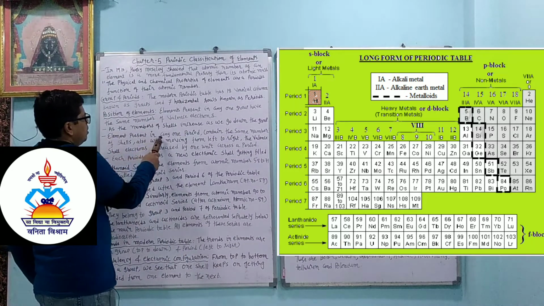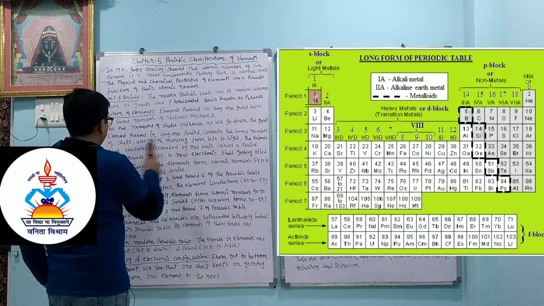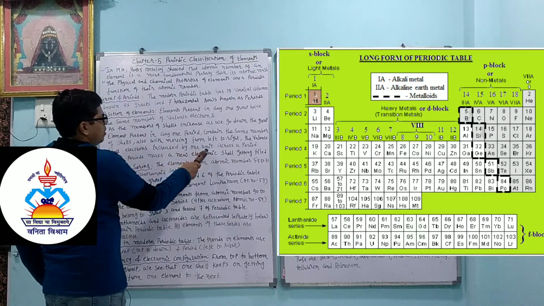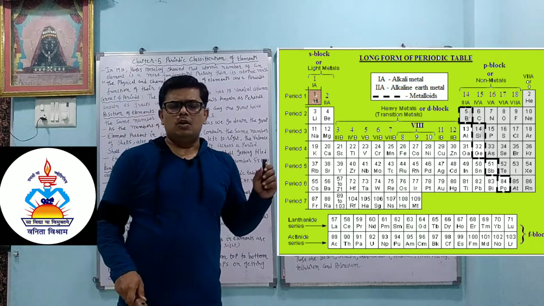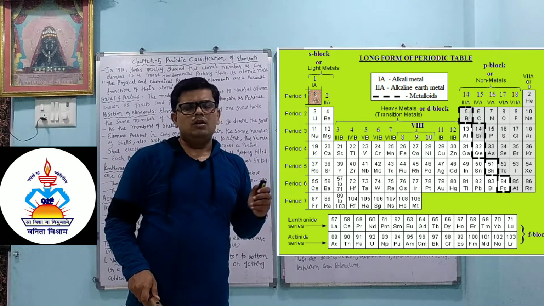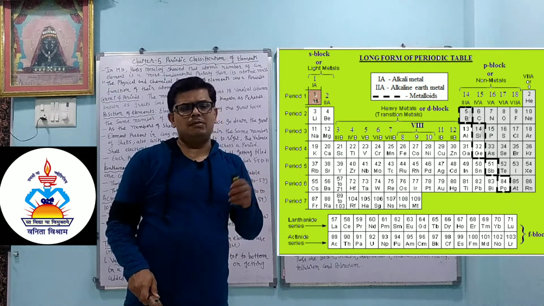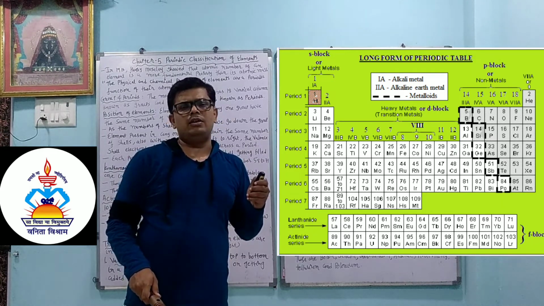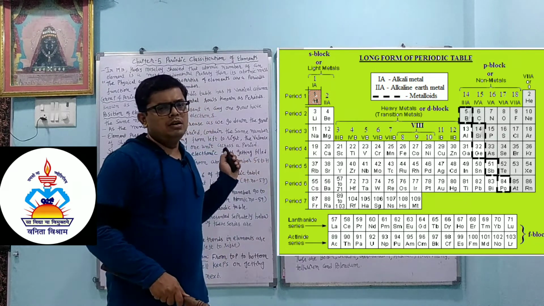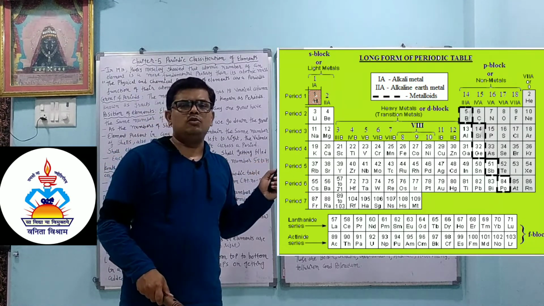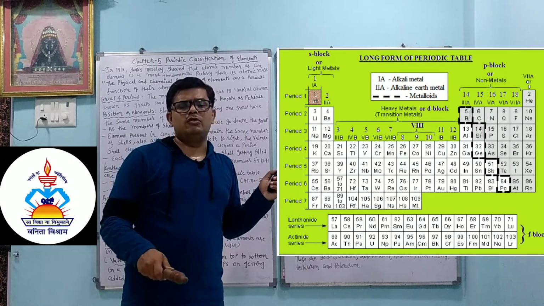Elements present in any period contain the same number of shells. Also, moving from left to right, the valence shell electrons increase by 1 unit across the period. Period means a horizontal row. In a horizontal row, electrons enter into the same orbit, same shell, or same energy state. In a group, electrons enter into a new orbit, new shell, or new energy state. In a period, as we go from left to right, electrons enter into the same orbit, and because of that, their valence electrons increase.